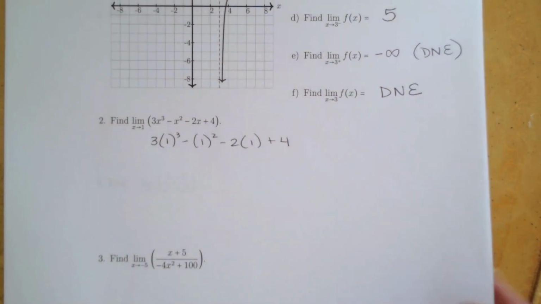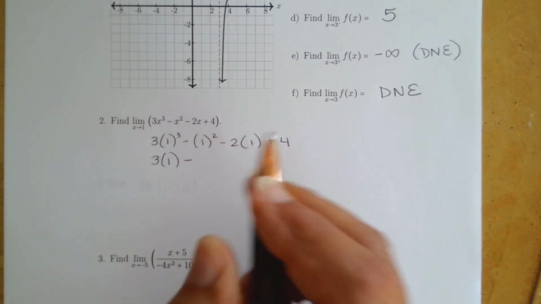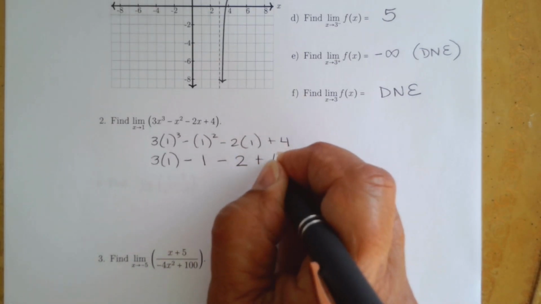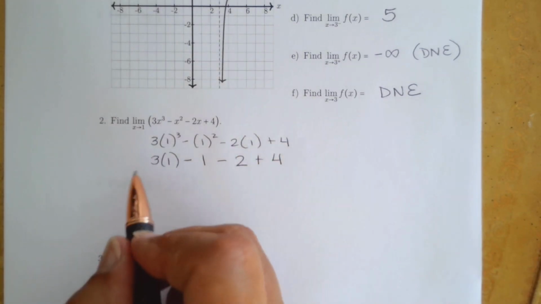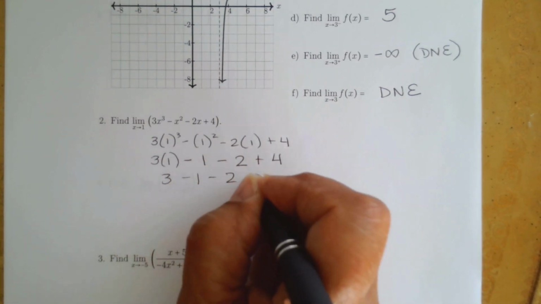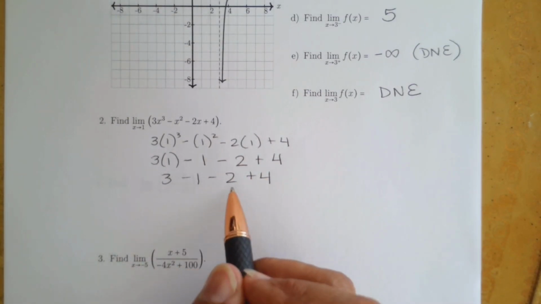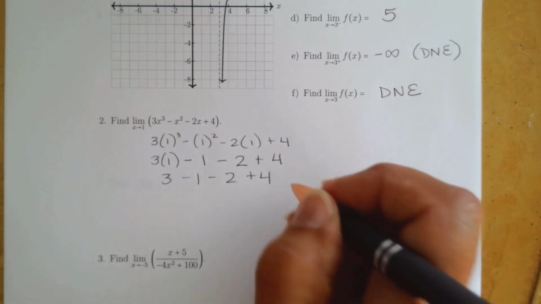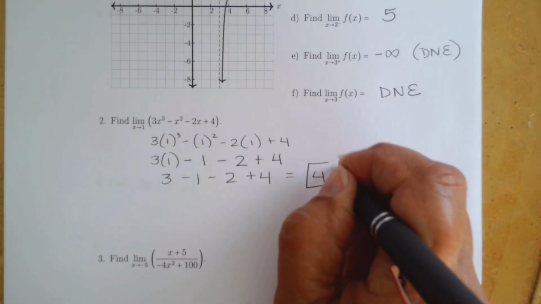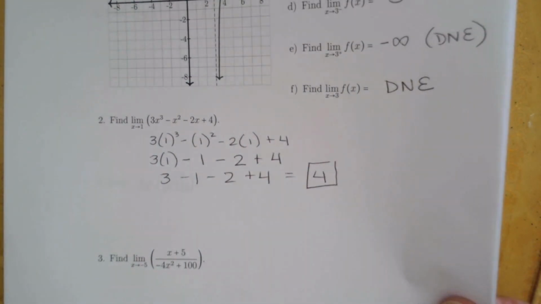Okay? All right, so do your powers first. So 1 cubed is 1. 1 squared is 1. 2 times 1 is 2. And then you have that plus 4. And then also here we have 3 times 1, which is 3. So let me write that down and then we'll work that out. All right, so 3 minus 1 is 2. 2 minus 2 is 0. 0 plus 4 is 4. So we got a numerical real number value. So that is the limit. So if you plug it in and you get an answer, that's your limit.